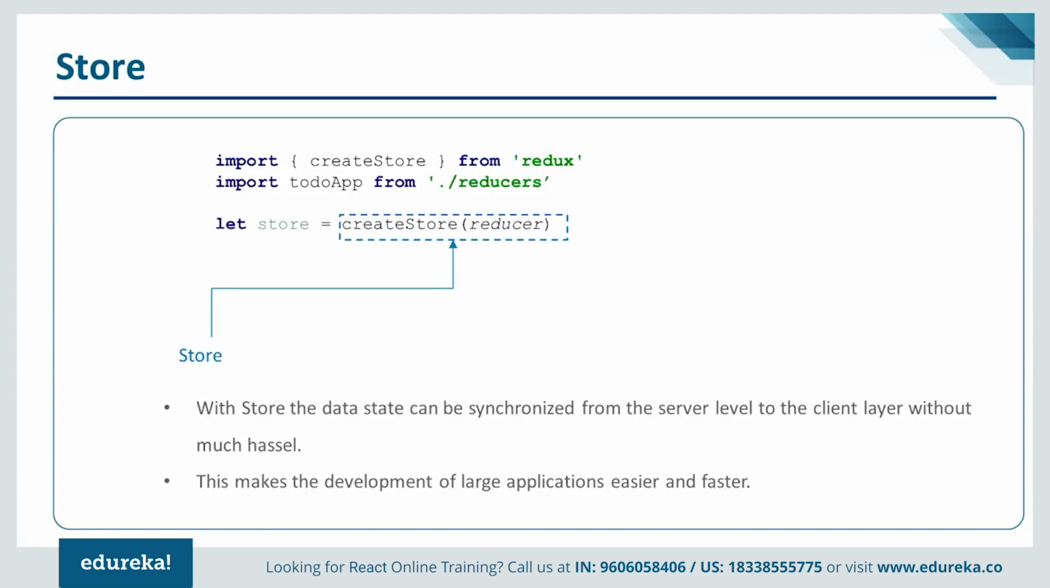With store, the data state can be synchronized from server level to the client layer without much hassle, which makes the development of large applications much easier and faster. So that is how we declare the store in Redux. Let store, where let is a keyword. Let and const are the new keywords introduced in ES6 specifications. So let store equal to createStore, which takes the reducer function as an input parameter.